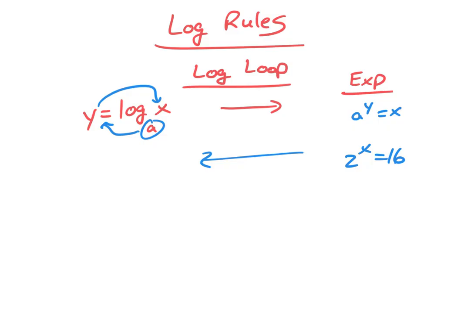And when I rewrite this in log form, we're going to write log base 2. The base of the exponent is the base of the log. The exponent, if I do my log loop, is x, so that's the number that comes over here. And then 16 comes right here. So we would just say 2 raised to the x equals 16, and we're just doing that loop again.